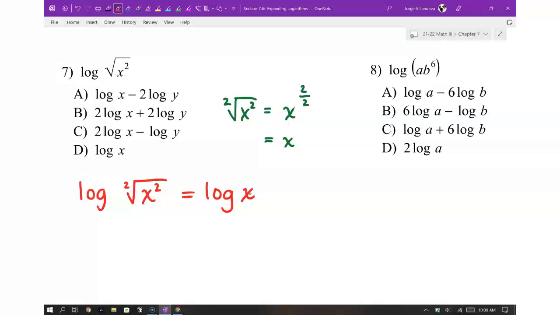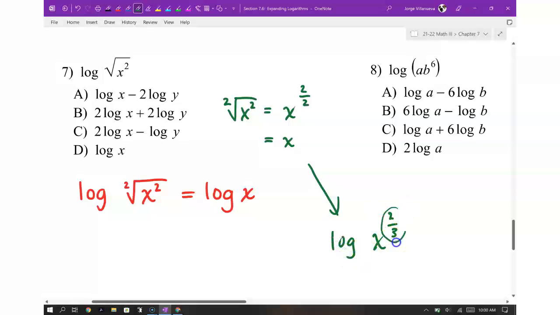Now, let's just pretend that after I simplified it, I got an x to the 2/3. Let's just pretend that's what I got, and I rewrote it. Then you're going to have to get that 2/3 and throw it to the front.